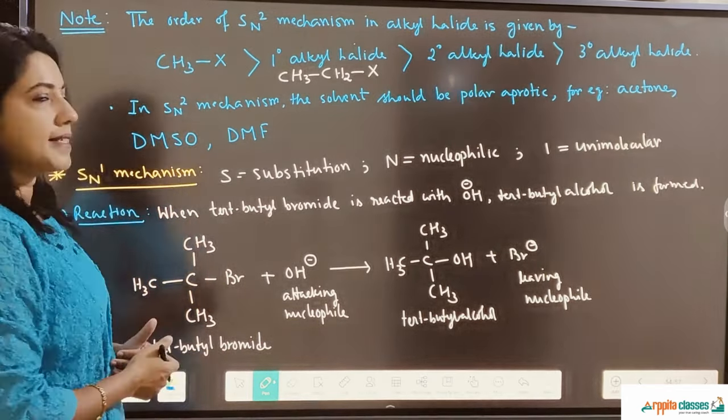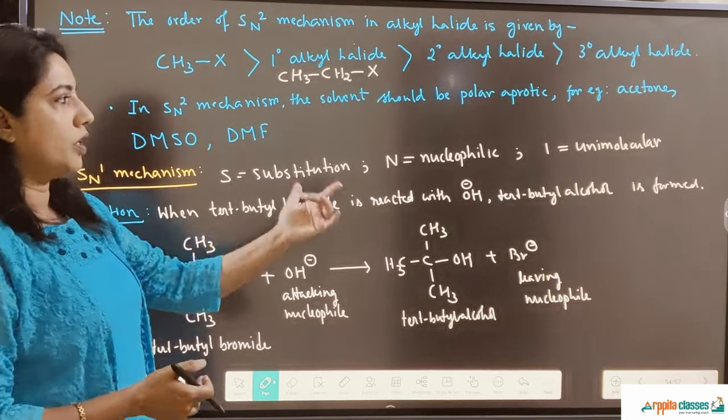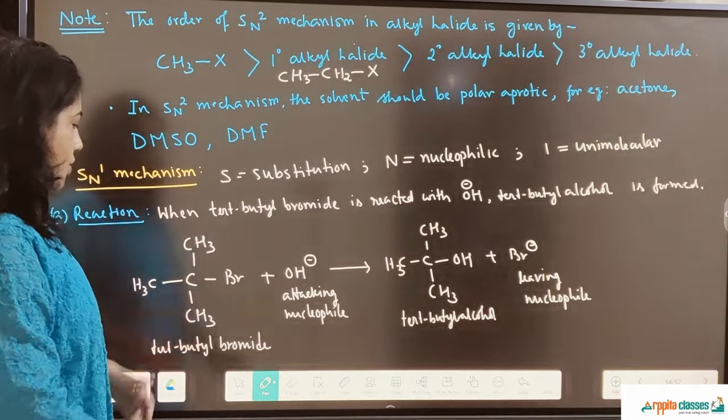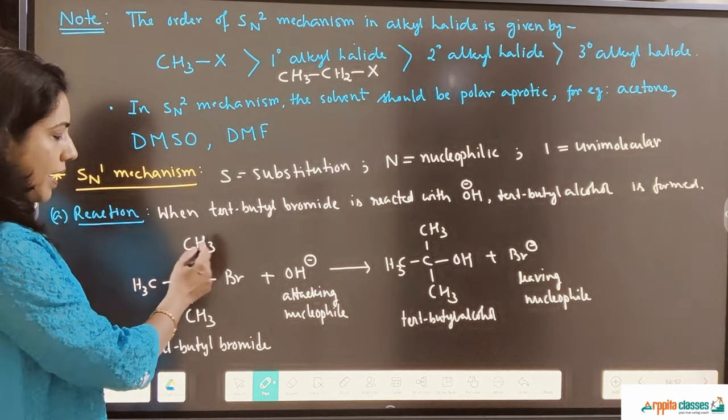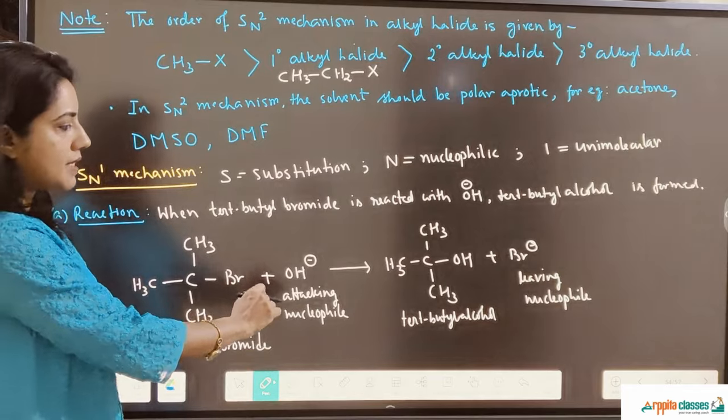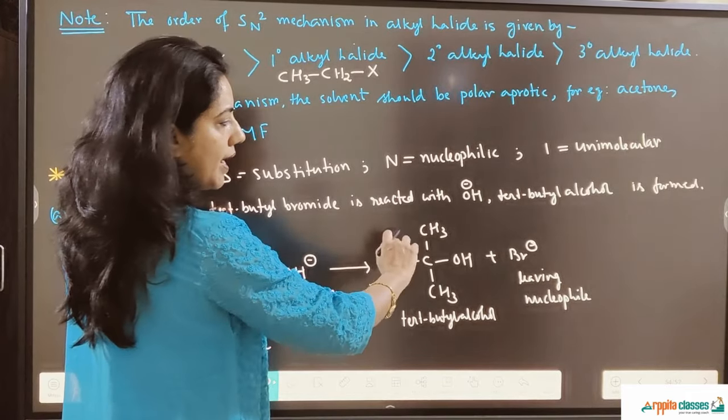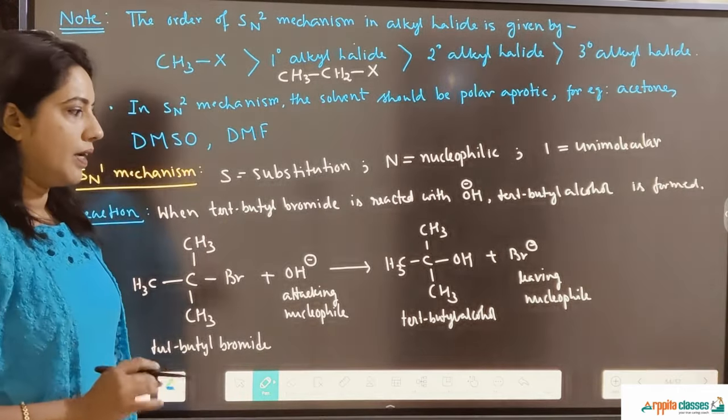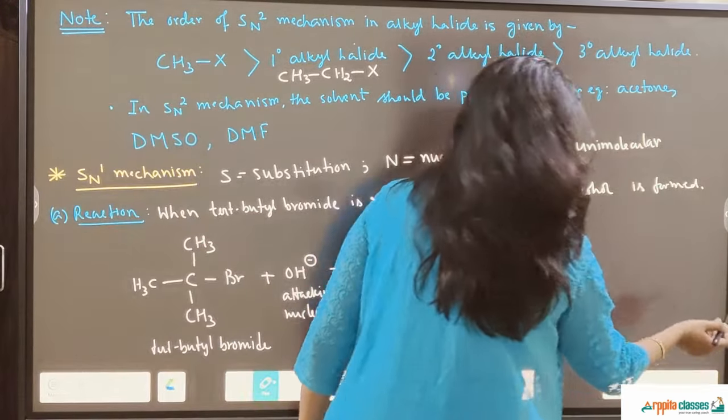Now let us come to the SN1 mechanism, which is substitution nucleophilic unimolecular. The reaction we have taken here is tertiary butyl bromide with attacking nucleophile OH minus, and the product is tertiary butyl alcohol, and Br minus is the leaving nucleophile. Let's see the next slide.